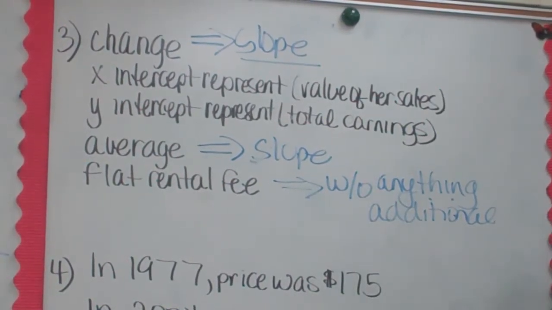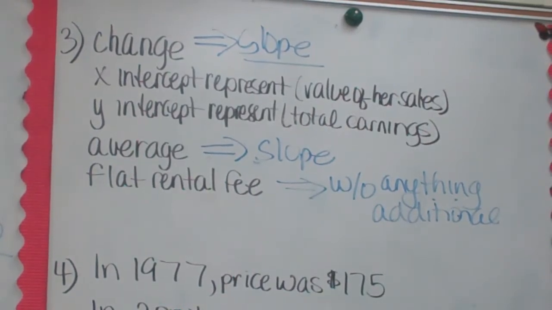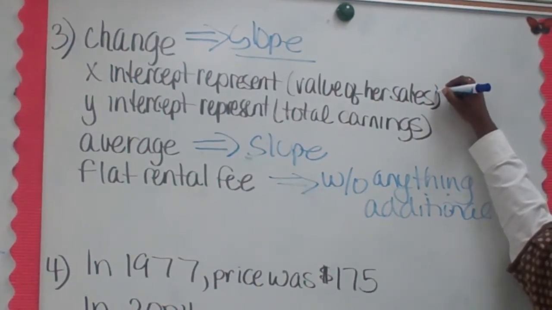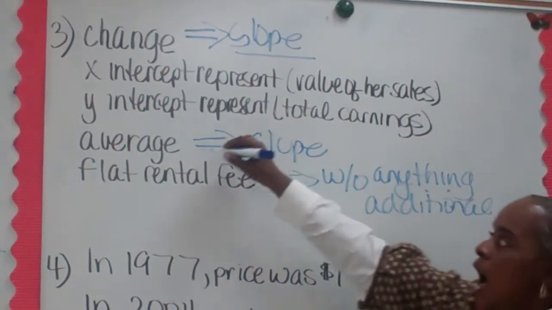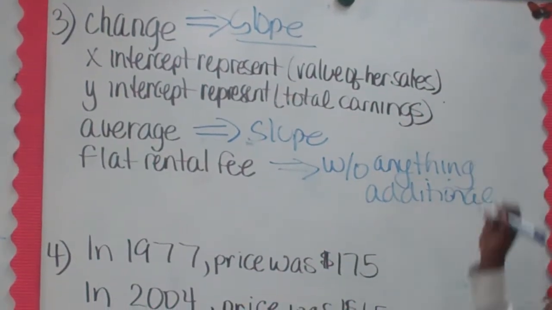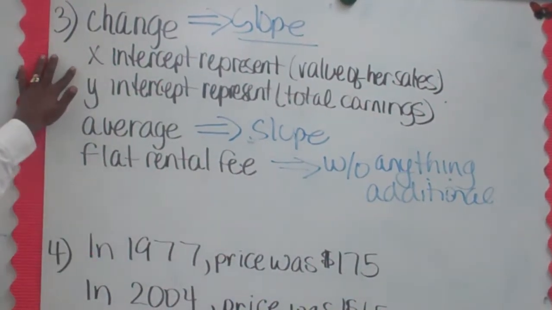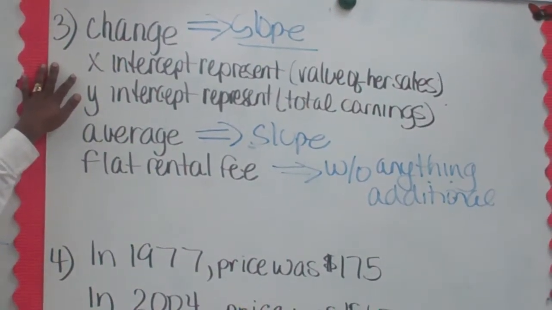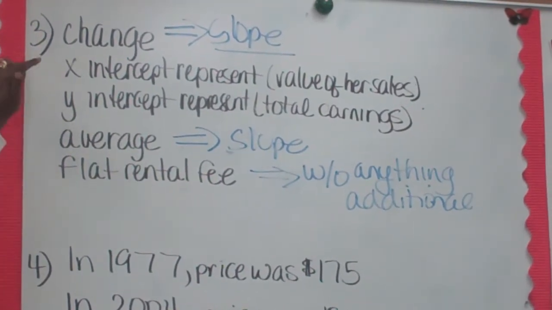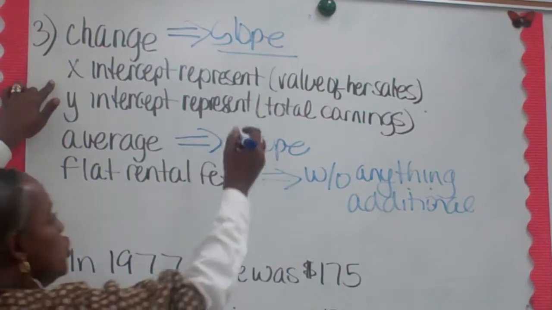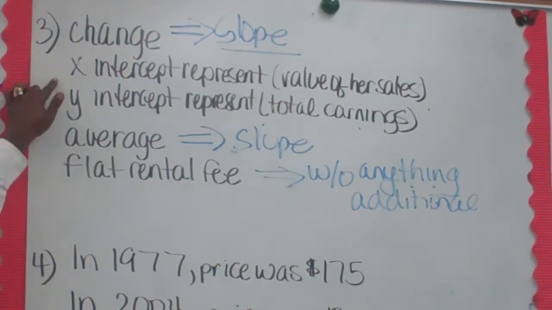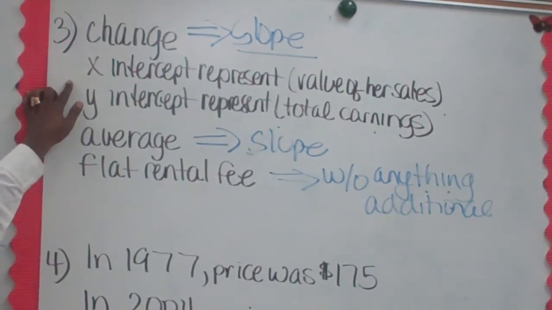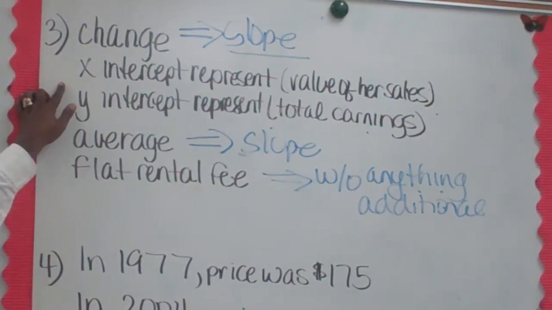Now, they will give you problems and they will ask you, what does the x-intercept represent? For example, if they say x represents the value of her sales and y represents your total earnings, what does the x-intercept represent? If you are talking about your x-intercept, that means your y is 0. So the x-intercept represents no earnings. And so you come down your multiple choice and you look for the one that says no earnings. Her total sales with no earnings.